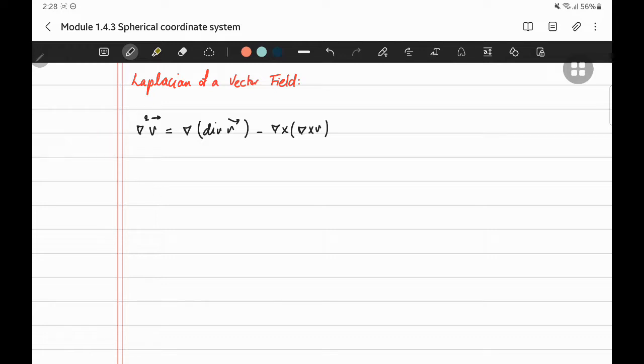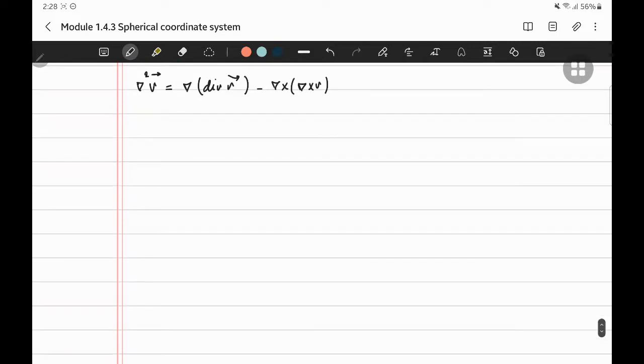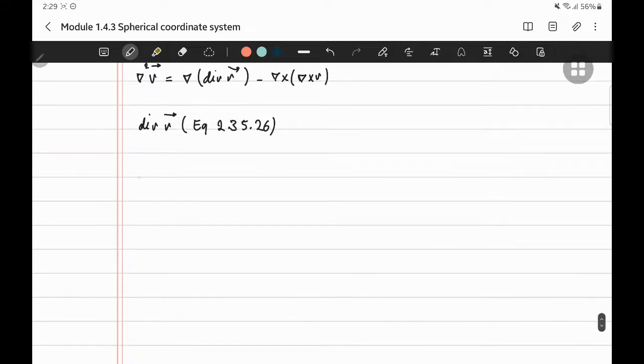So let's get started with the gradient of the divergence of V. We already calculated this previously, but I can say that the divergence of V is given in equation 2.35.26 of the book. And here we have the del of the divergence of V. This divergence is a scalar field.